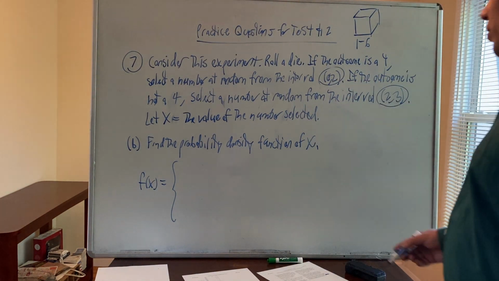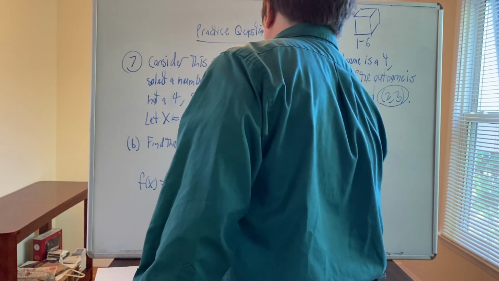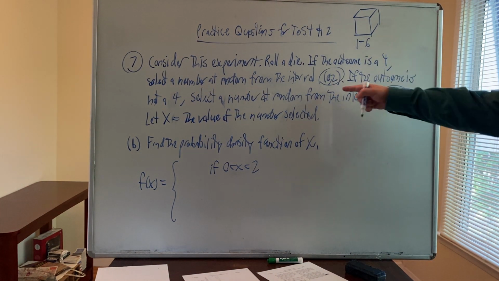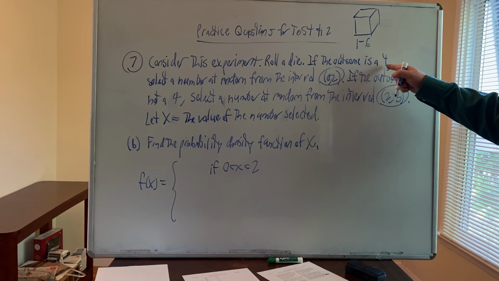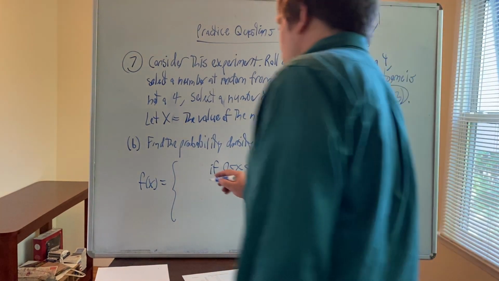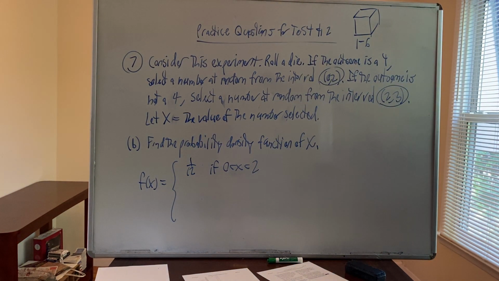So little f of x is going to be, well, there are 2 intervals to consider. It's between 0 and 2 and between 2 and 3. So if 0 is less than x less than 2, you only choose that number if the outcome is a 4 when you roll the die. It's a 1/6 chance again. This interval has length 2, so 1/6 times 1/2 is 1/12. And so f of x, the probability density if x is between 0 and 2, is 1/12.